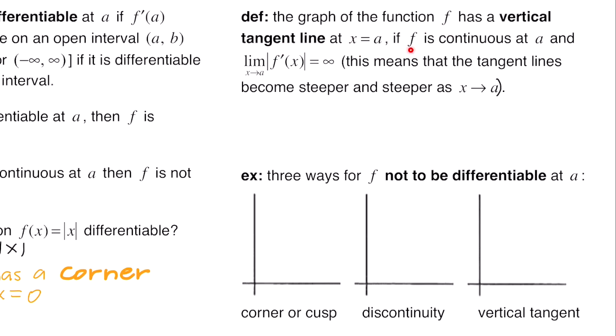Our next definition says the graph of the function f has a vertical tangent line at x equals a if f is continuous at that value a, and the limit as x goes to a of the absolute value of the slope of the tangent lines equals infinity. So this means that the tangent lines become steeper and steeper as x gets closer and closer to a.